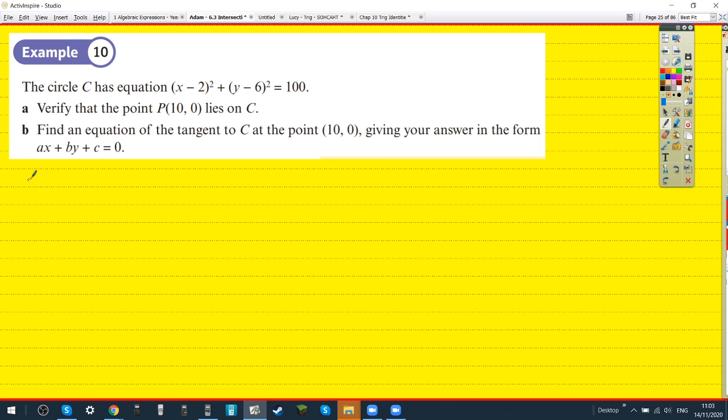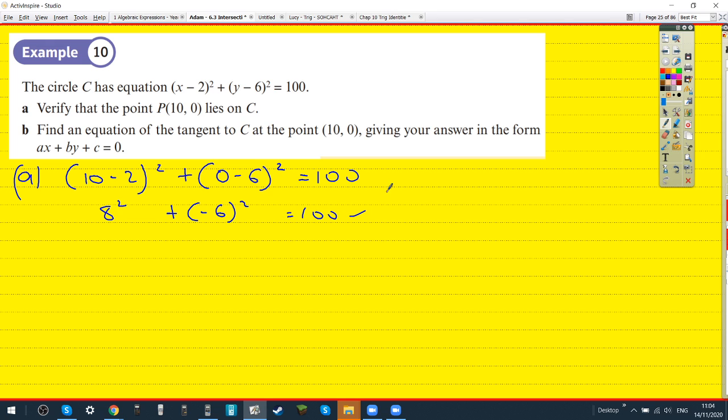So do we substitute 10 and 0 in? Yes. Okay, so it'd be 10 minus 2 squared plus 0 minus 6 squared equals 100. And then do they become two brackets? I think that might be it. 8 squared plus minus 6 squared gives you 100. Something like that. Any idea how you do B?